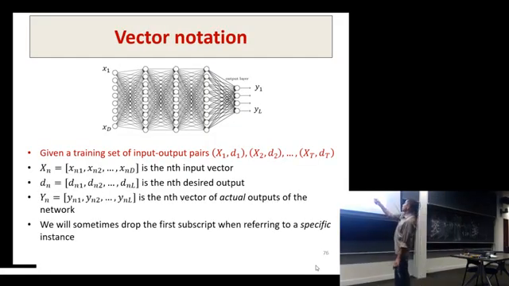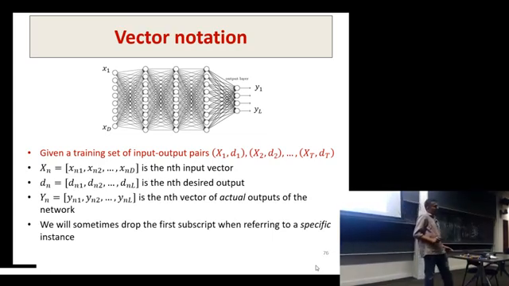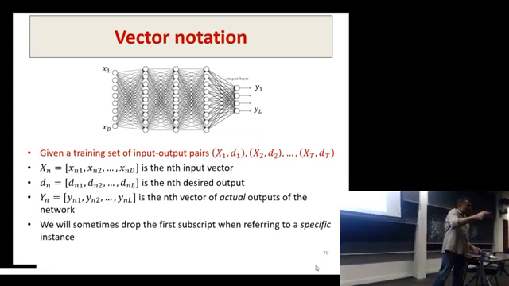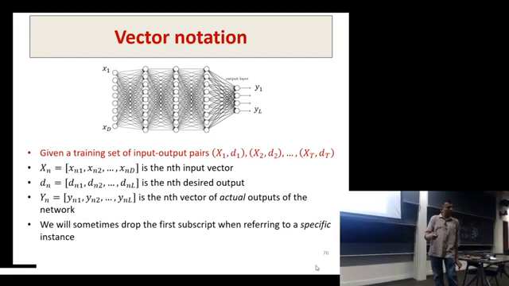So the output of the final layer of the network, which I will represent using an uppercase Y, is also going to be a vector. So this is the response of the network to this input, and this is the desired response for that input.